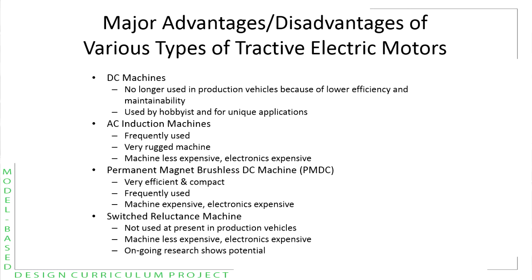Switched reluctance machines are not used in today's production vehicles. However, there is ongoing research that shows potential they will be in future cars. The machines are less expensive because of a simple rotor design, but the electronics are expensive.